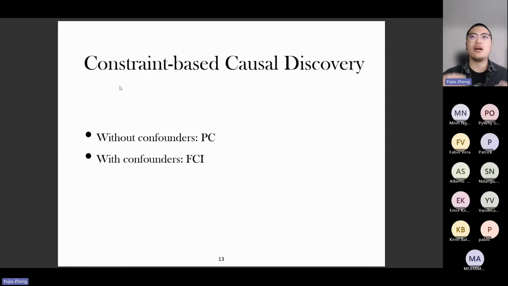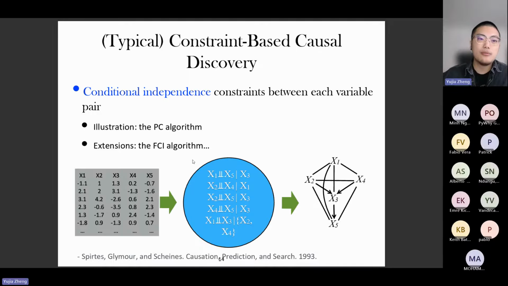Without confounders, which means that we observe all variables of our interest, we can just use the Peter-Clark algorithm, that is the PC algorithm. But with confounders, that means that we have some variables that we cannot see from our data, we can use the extended version of PC called fast causal inference, FCI, to deal with the problem. So the typical constraint-based causal algorithm is trying to see the causal structure from these conditional independence relations. So here we have data, and then we can estimate the conditional independence structure from this data by using some tests, for example, the Fisher-z test or kernel-based conditional independence test. And then the constraint-based causal discovery algorithm infers the causal structure from these conditional independence relations.